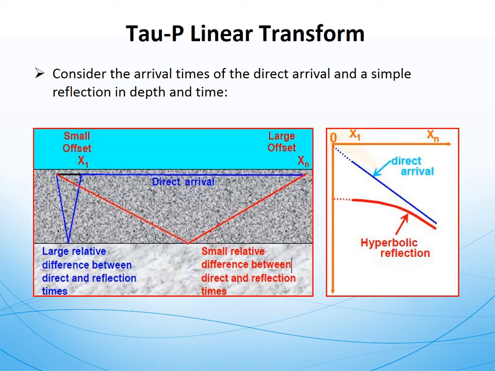Now let's consider the arrival times of the direct arrival and a simple reflection in depth and time. You can see from here, this is your source and this is your receiver, from x1 to xn. If you have a direct arrival and a reflection, at the near offset the direct arrival will arrive earlier compared to the reflection. However, if you go to the far offset, the direct arrival and the reflection have a close arrival time to each other.